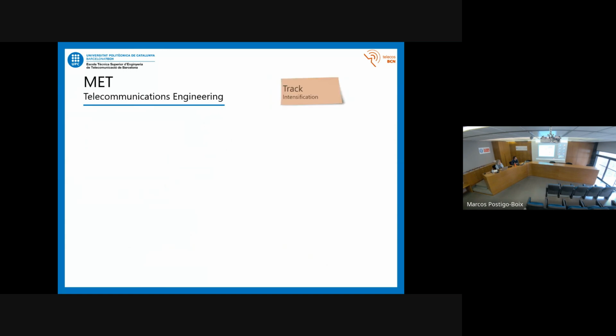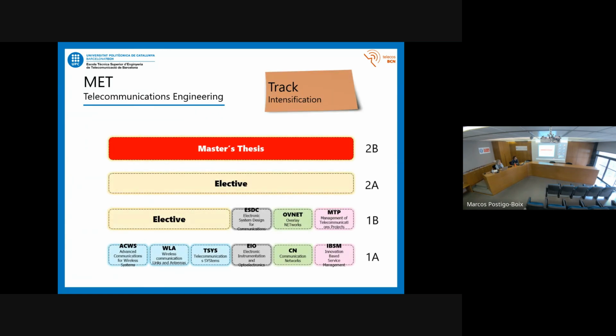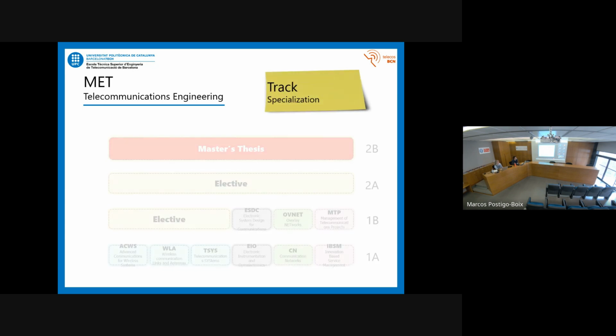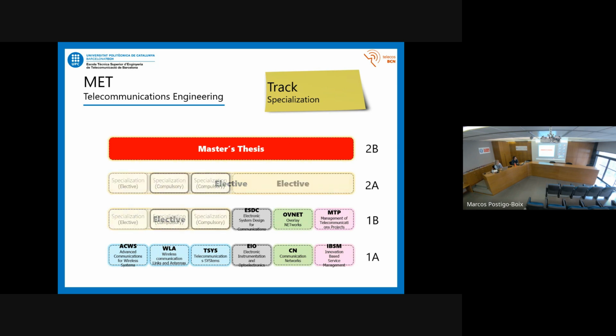The academic pathways, I have told you about them. Basically, you can follow an intensification. That means that you use these 3 subjects as elective credits, okay? You have this option. And you have the option of following a specialization. That means that these 30 credits of elective credits will be this part of the specialization, okay?